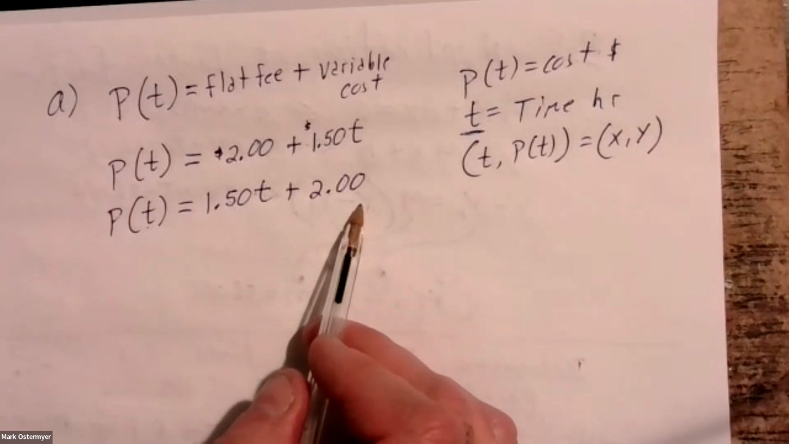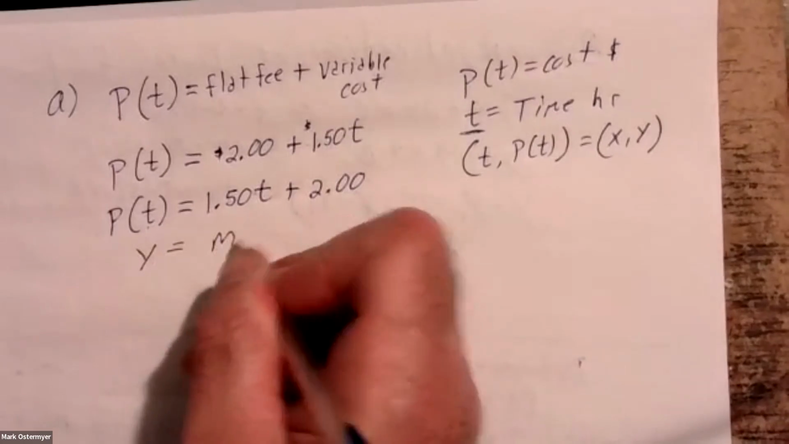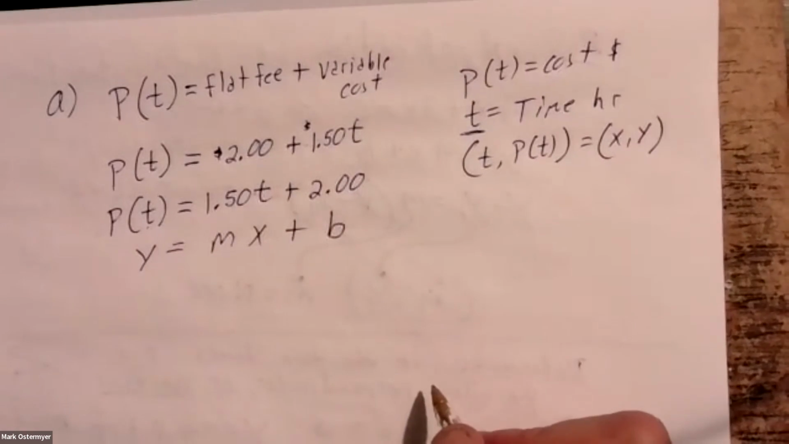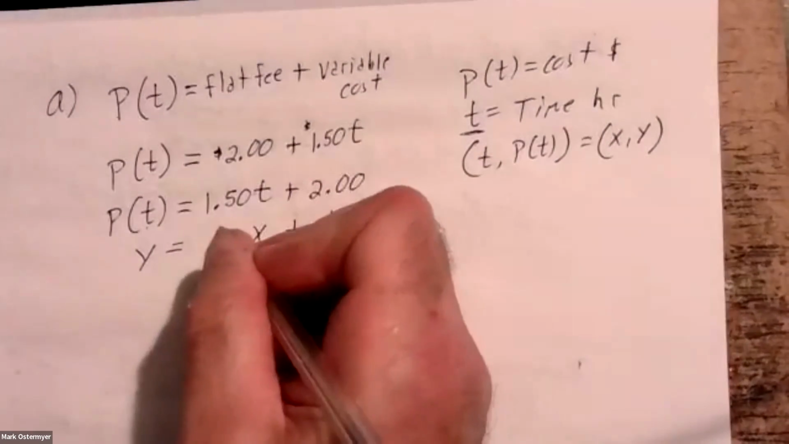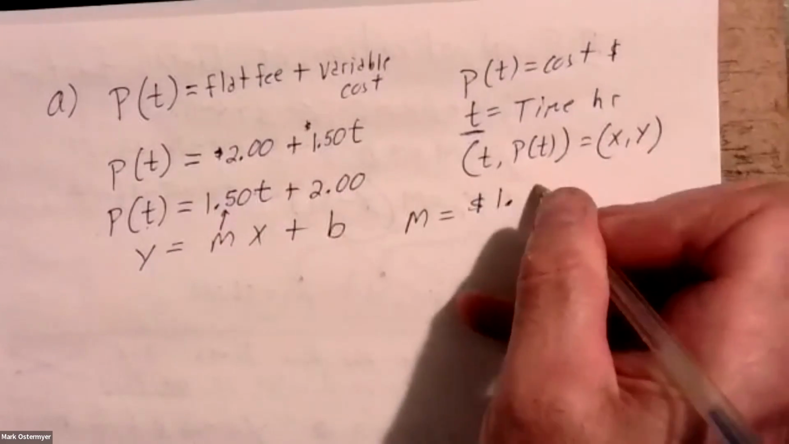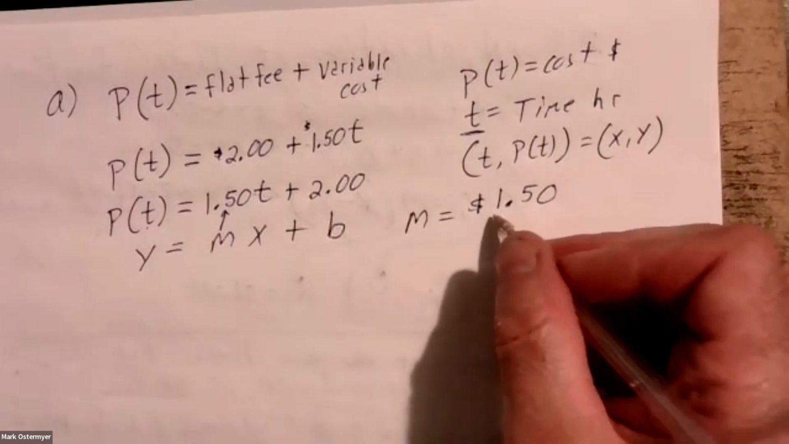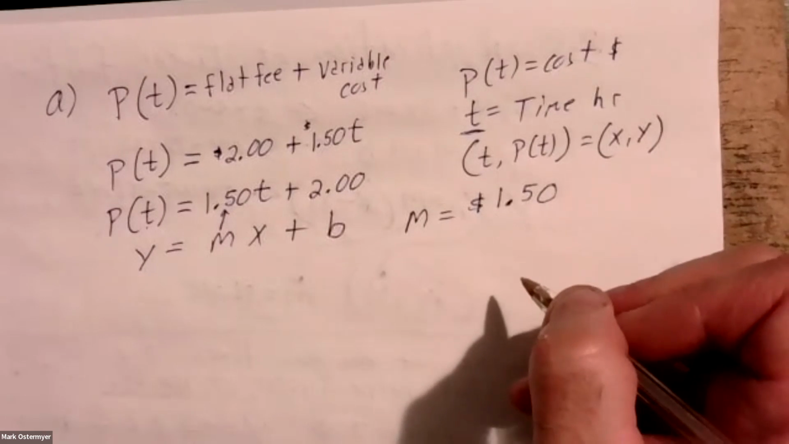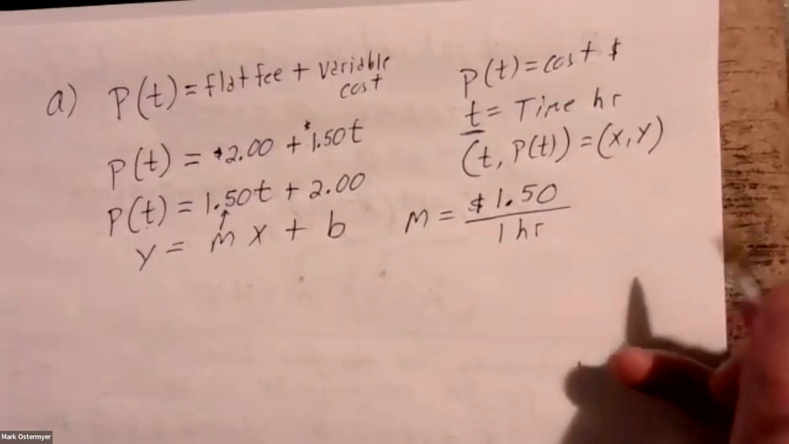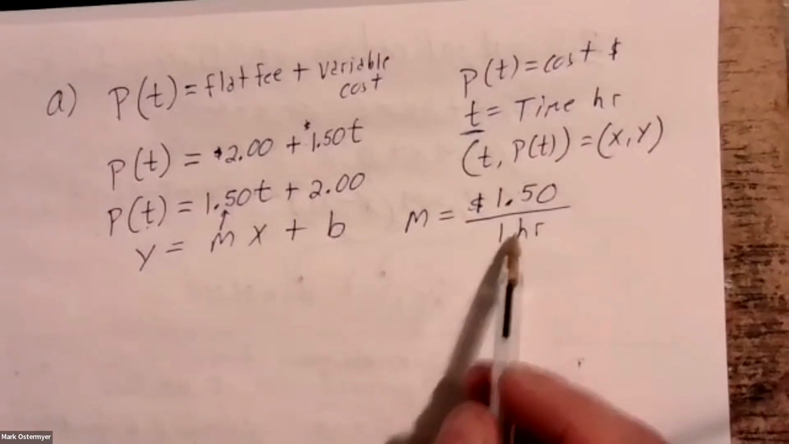All right. What would be the slope of this line? You recognize what form this is in? Y equal to MX plus B form in general. So what's the slope of my line here? The slope is $1.50, and slope is a rate. In this case, it's a rate of change of cost versus the time that you're in the garage. $1.50 per every 1 hour. Do you agree? Slope is a rate of change. It's a rate. $1.50 per hour.